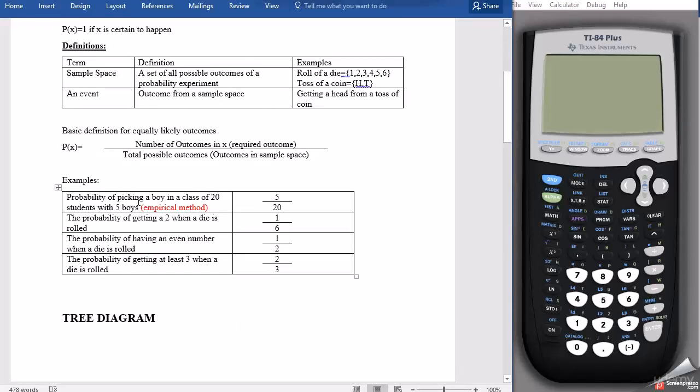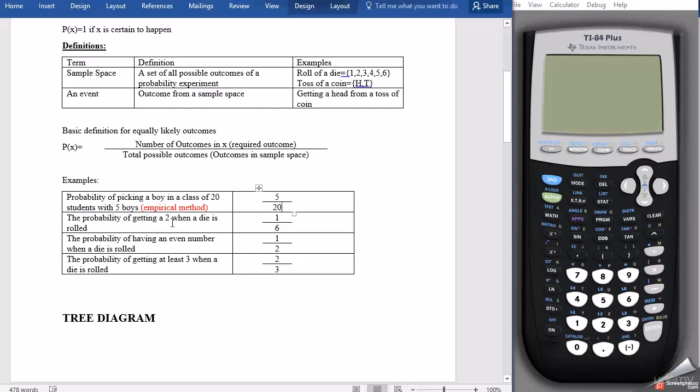The probability of picking a boy in a class of 20 students with 5 boys is going to be 5 because we have 5 boys divided by the total 20, which is the number we have in the class. This is going to reduce to 1/4. 5 divided by 20 is 1/4. Okay, make sure you always reduce your fractions.